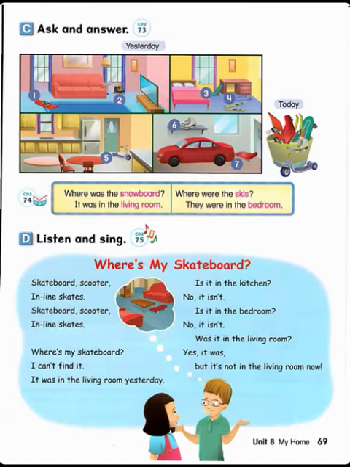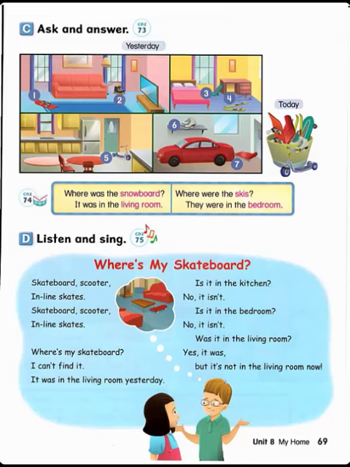Page 69. C. Ask and answer. Number 1. Where was the snowboard? It was in the living room. Number 2. Where were the inline skates? They were in the living room. Number 3. Where was the skateboard? It was in the bedroom. Number 4. Where were the skis? They were in the bedroom.